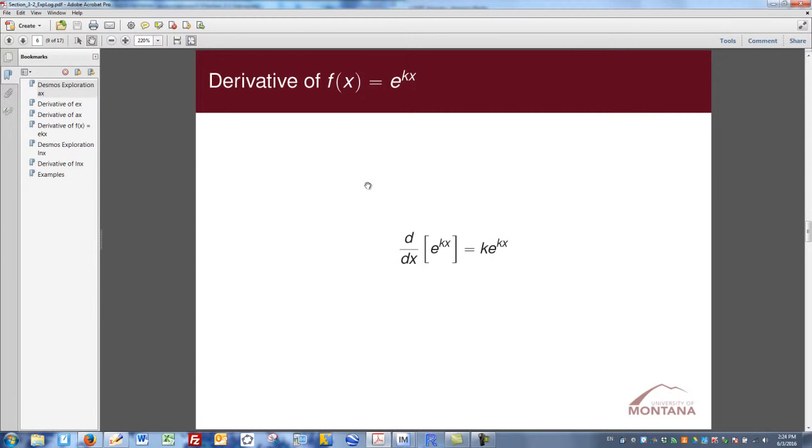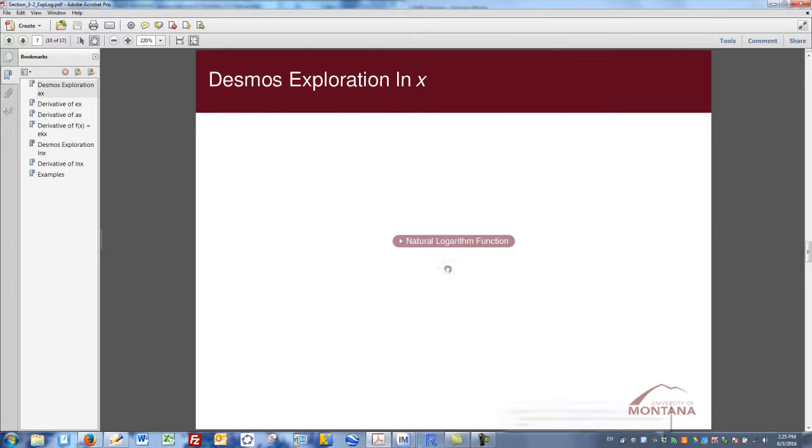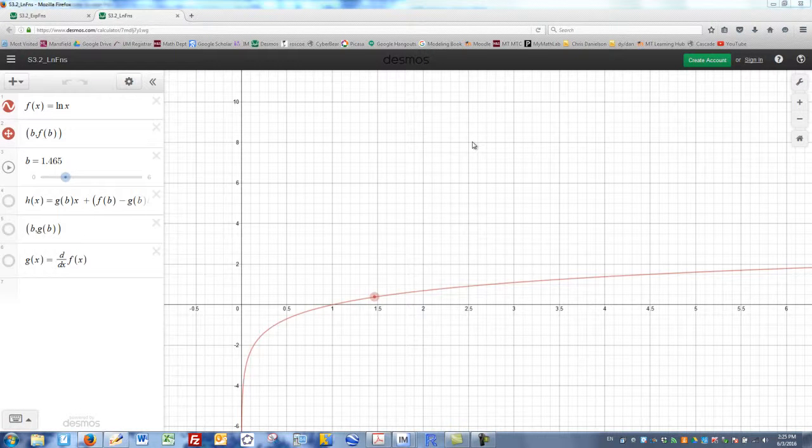So we just found that the derivative of e to the kx is k times e to the kx, where k is a constant. Let's take a look at the natural log now. The natural logarithm function should be familiar to you.